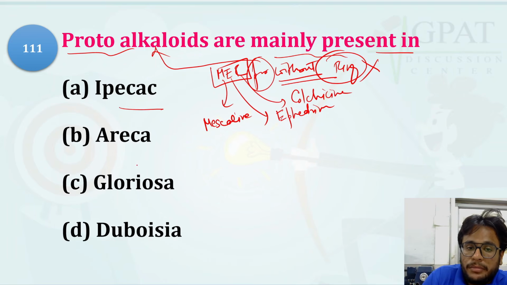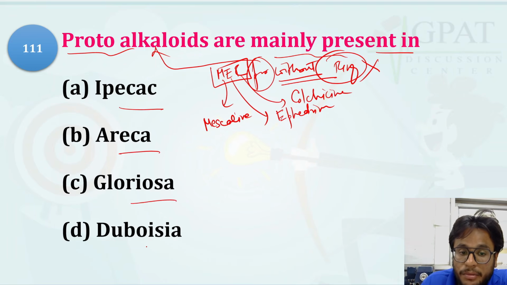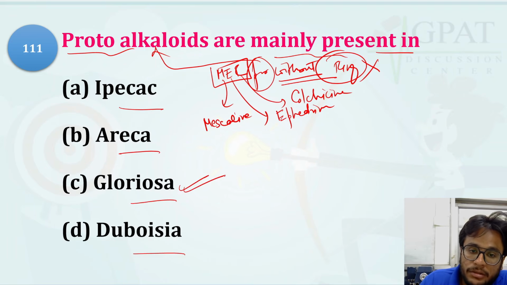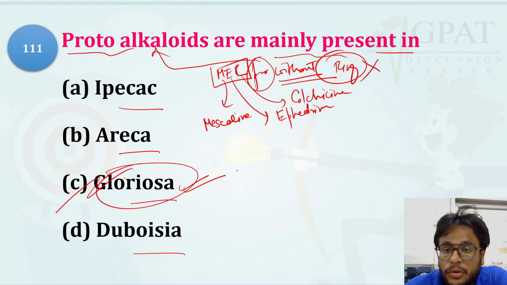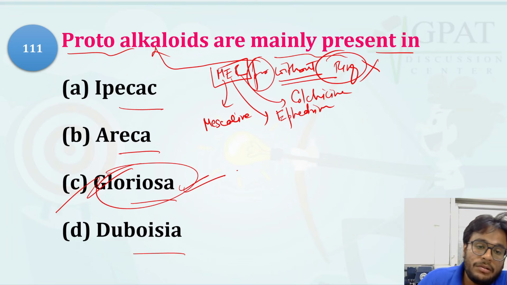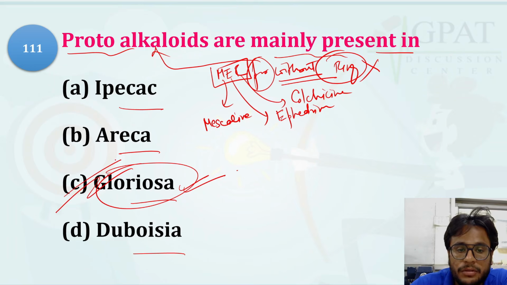Option A is Ipecac, option B is Areca, option C is Gloriosa, and option D is Dubosia. So Gloriosa, we know that the protoalkaloids do not contain a nitrogen containing ring, and other examples that belong to that protoalkaloid class are mescaline, ephedrine, colchicine, and Gloriosa is also one of them. So C is going to be the correct option for that particular question.